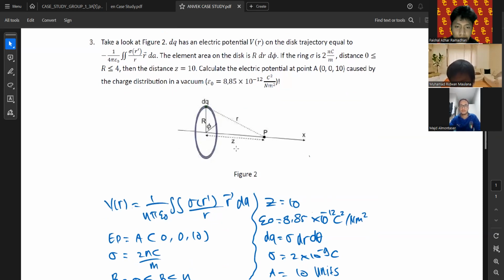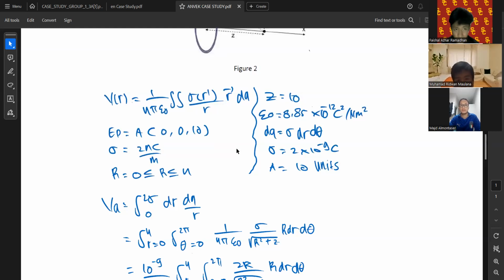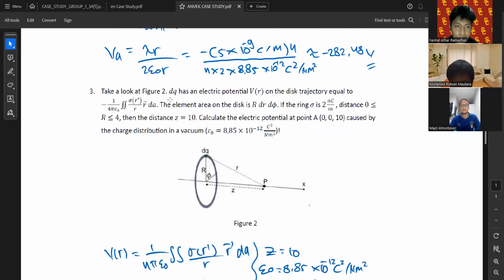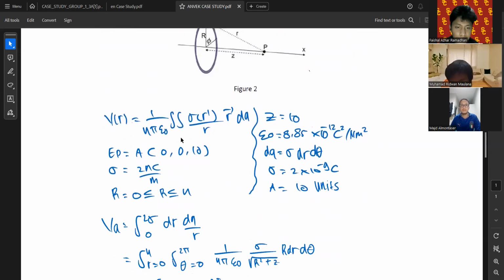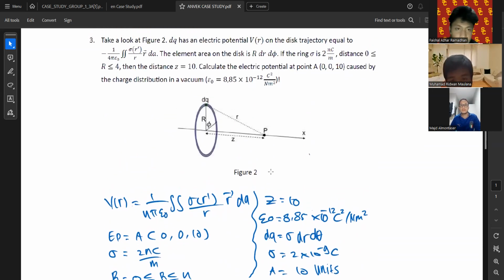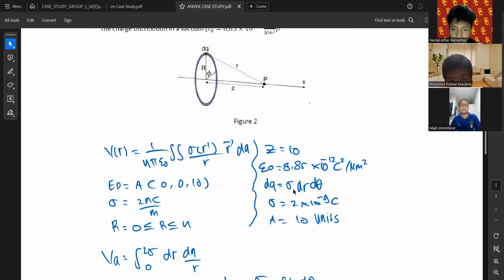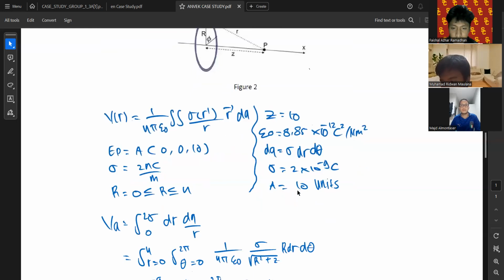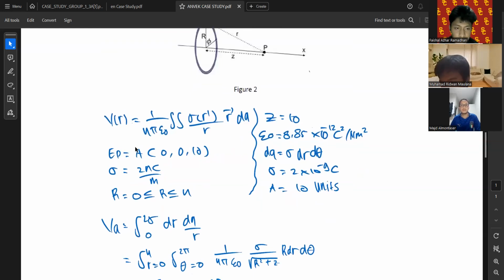8.85. So here is the figure, and the solution is V(r) equals 1 over 4 pi e naught with the formula here, and z is 10, the constant e naught is 8.85, dq is sigma r dr d theta, and the A is at 10 units. The point is A (0, 0, 10).